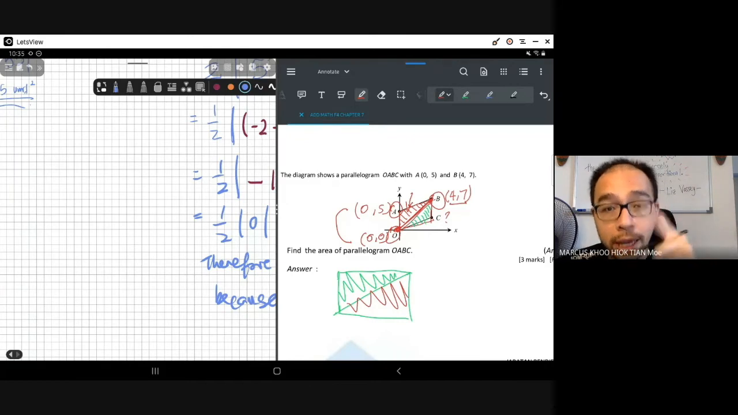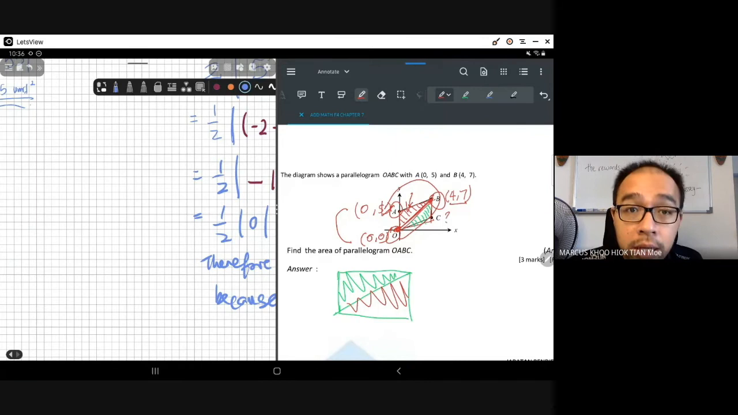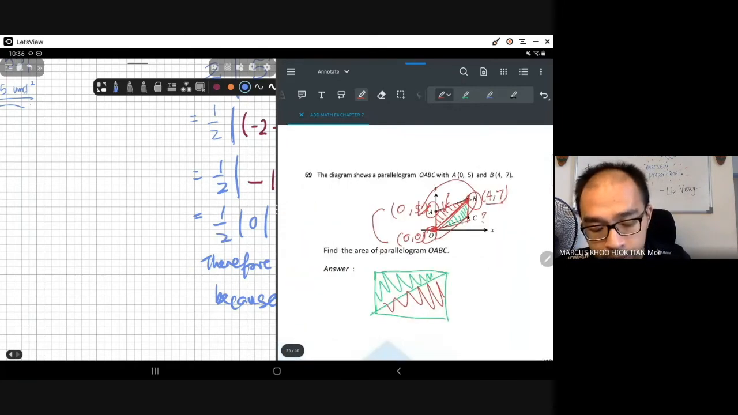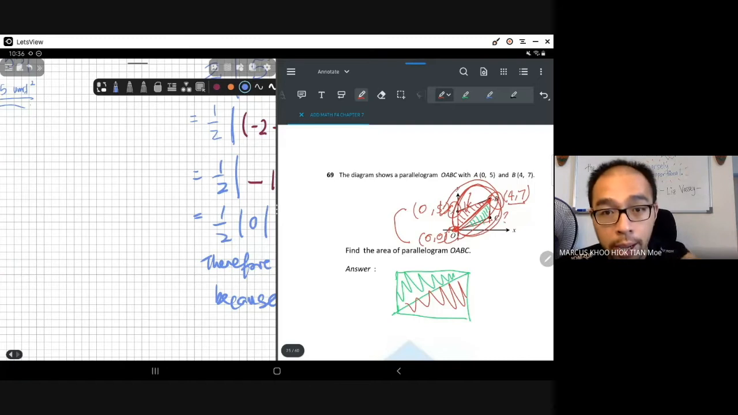Okay, O, B, and A, because it is anti-clockwise. Make sure you arrange it that way. Okay, so you can try this on your own. You will get the answer is 20. Remember, 20 is the whole parallelogram, the whole square.